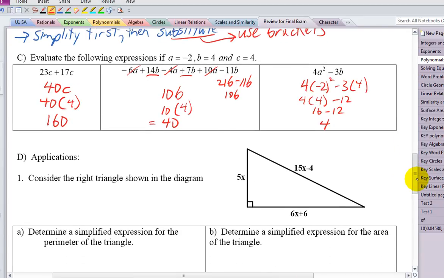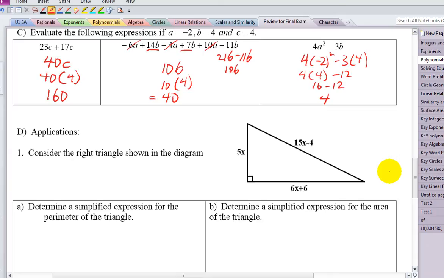Diagram. So with the triangle diagram, we can ask two questions. One is what's the perimeter, and the other one, what's the area? So for perimeter, we add up the sides. How many sides on a triangle? 3. You should use brackets because that helps you see that you have all 3 sides. Okay. So now I can clearly see I have 3 sides. Go ahead, add them up.